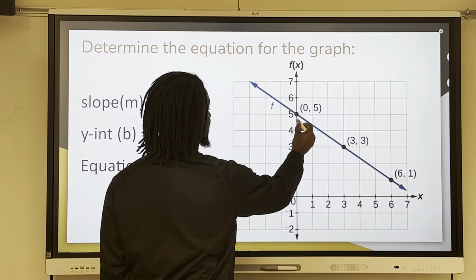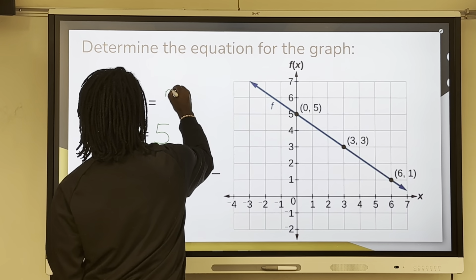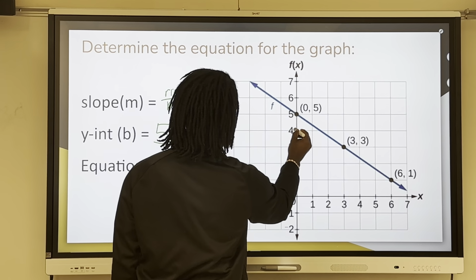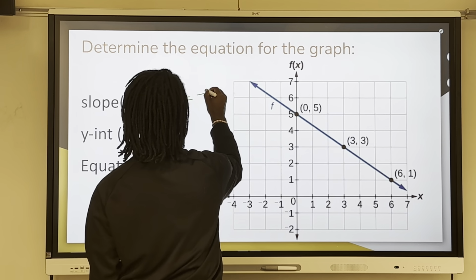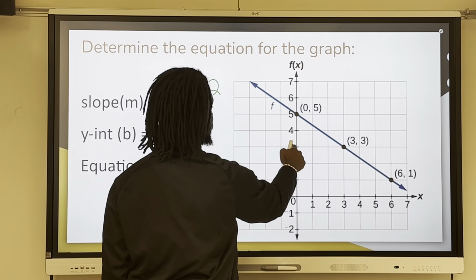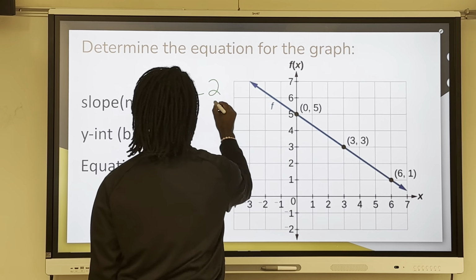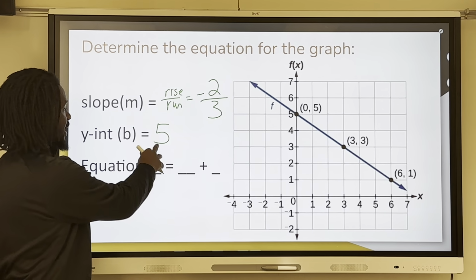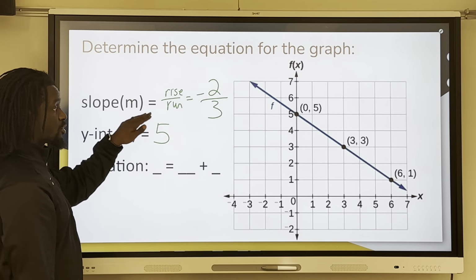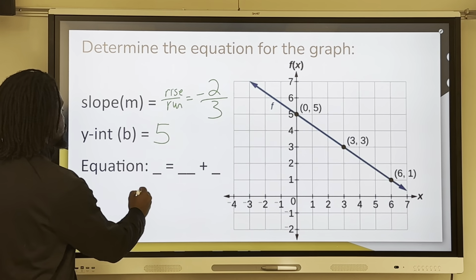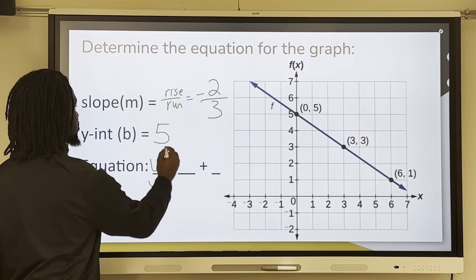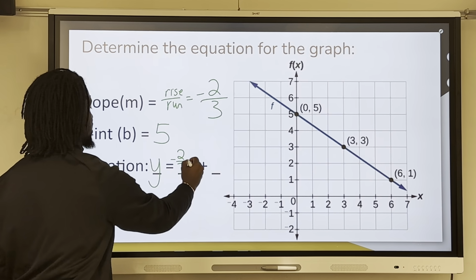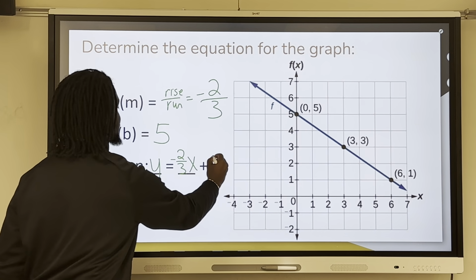So to get to this one, I have to go rise over run, okay? So I have to go down 1, 2, and if I'm going down, that's a -2. So I go down 2 and then over 1, 2, 3. So my slope is -2/3, and the y-intercept is 5, which is where it crosses. So my equation would be y equals -2/3, which is my slope, x, and then the y-intercept is 5.